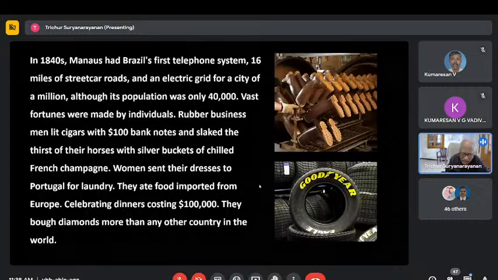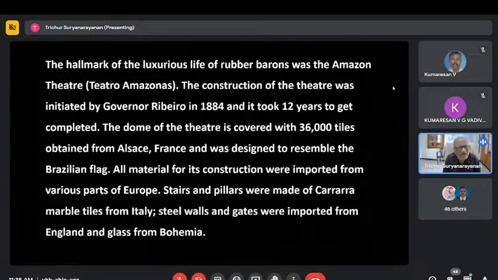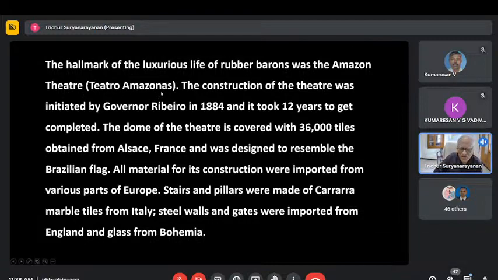And during that period, Manaus was the place which bought the maximum amount of diamonds in the entire world. So they had that much money. Not only that, because they had so much money, and for entertainment, because they are in the middle of a dense forest and there is nothing there for entertainment, they built a theater called Teatro Amazonas in Portuguese.